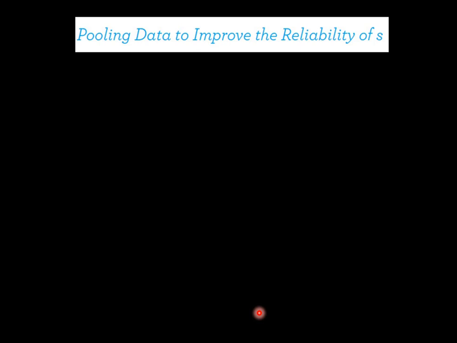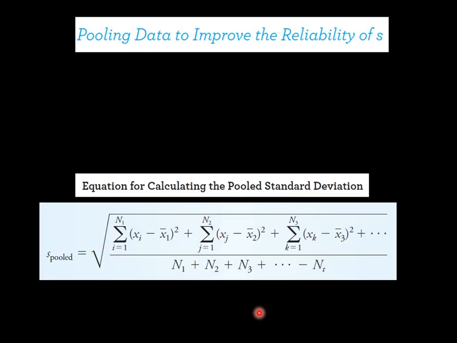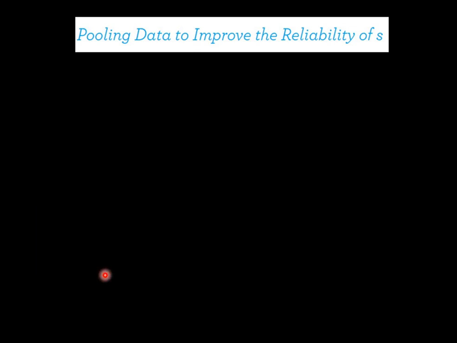Pooling data to improve the reliability of S. So we call it pooling data. You can take many sets actually. Suppose n1 is the number of members in the first set, n2 the number in the second set, and so on. And this is the formula for S pooled.